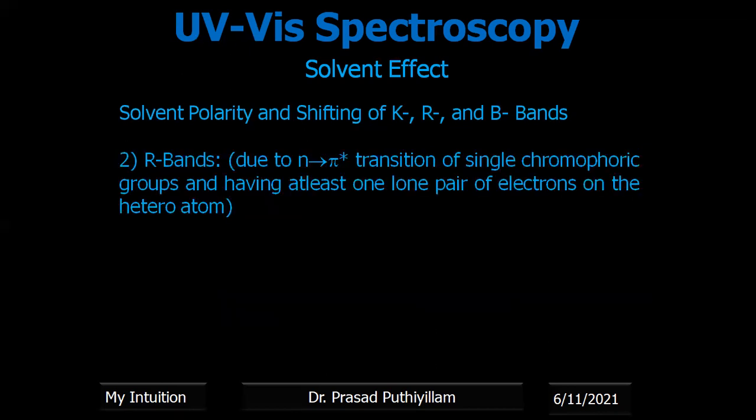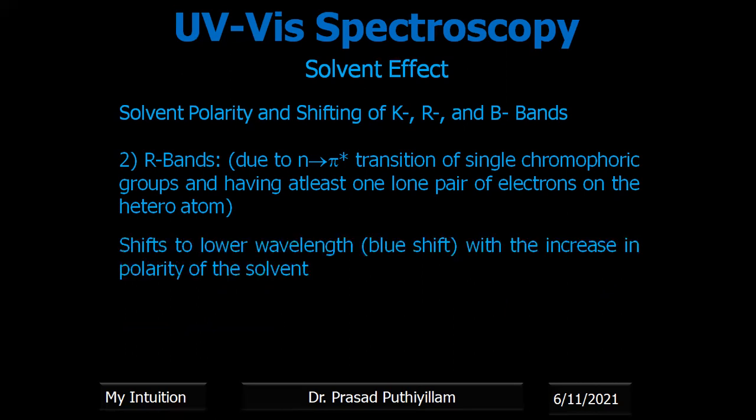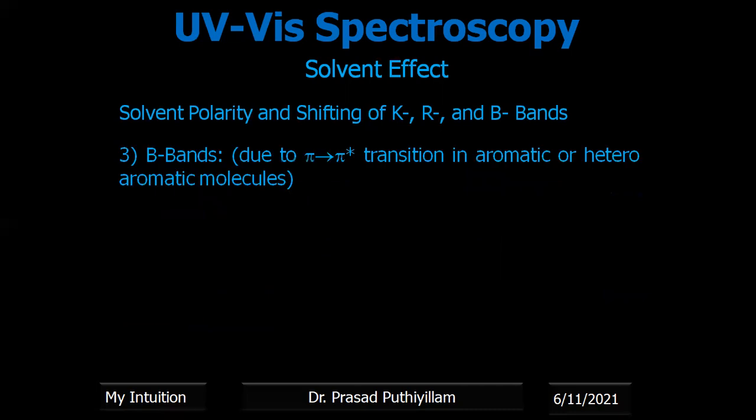Now, second one, that is R band. It is due to the n to pi star transition of a single chromophoric group having at least one lone pair of electrons on the heteroatom. That means it consists of a heteroatom and it has got a double bond also, because pi star should be there. Therefore, pi orbital should be there. So shift to lower wavelength, that is blue shift, with the increase in polarity of the solvent, that we seen in case of alpha beta unsaturated compounds.